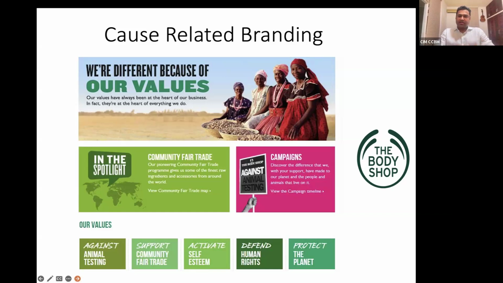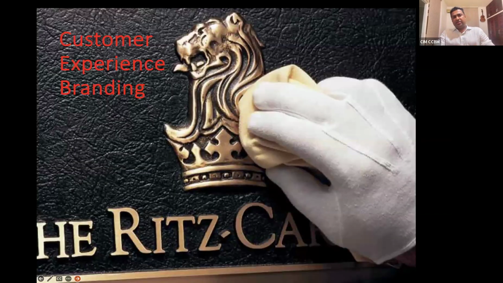So this is a good example. Customer experience branding is when you are known and renowned for your customer experience. A brand that comes to my mind is the Ritz-Carlton. "We are ladies and gentlemen serving ladies and gentlemen." That's what they say. And everything that they do has a class to it. They know their customers by name.